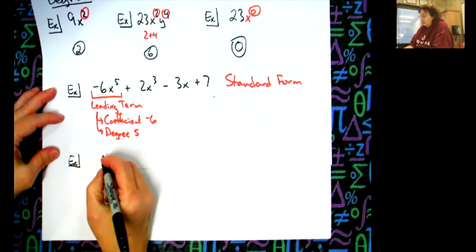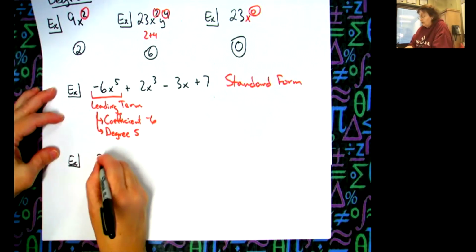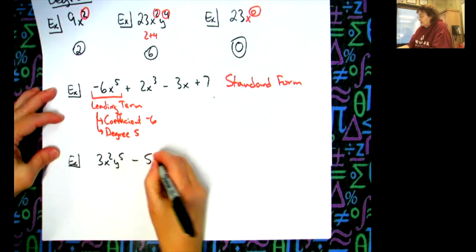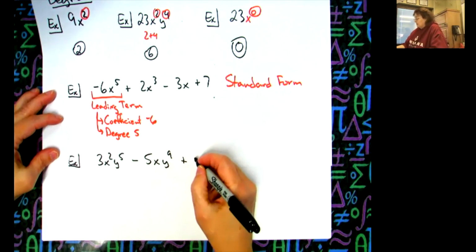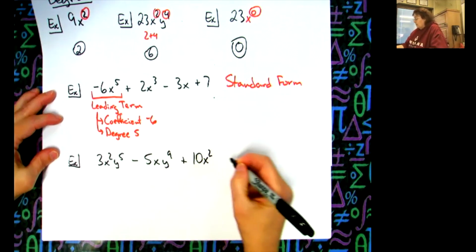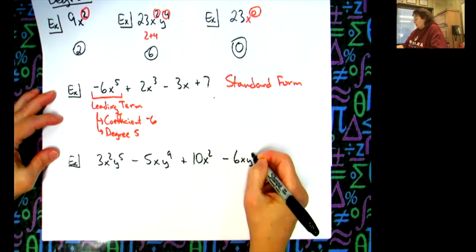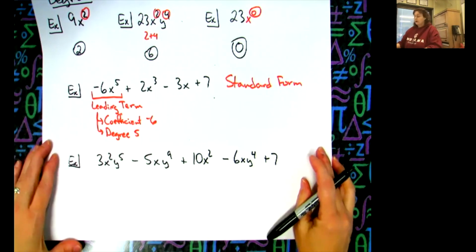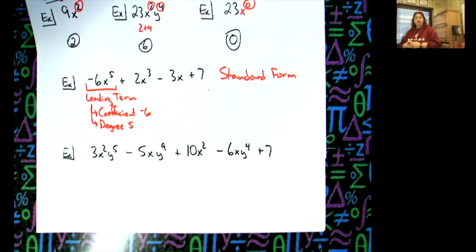Let's say we've got a random polynomial, maybe 3x squared y to the 5th minus 5xy to the 9th plus 10x squared minus 6xy to the 4th, plus 7. I'm just getting kind of long here. This would be a polynomial. I'm not necessarily going to say it's written in standard form or anything; I just randomly wrote a bunch of terms down.